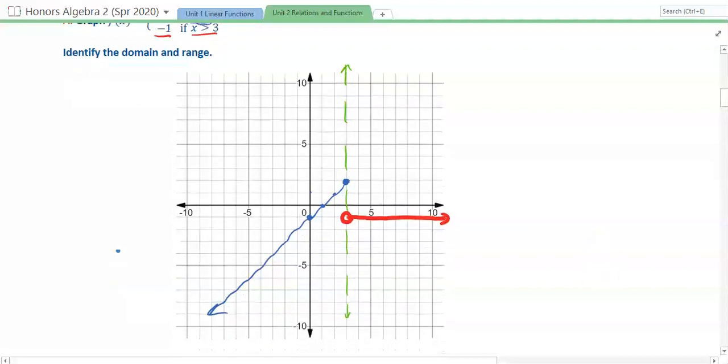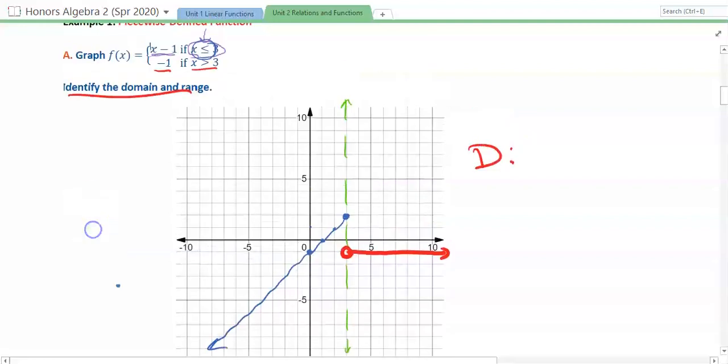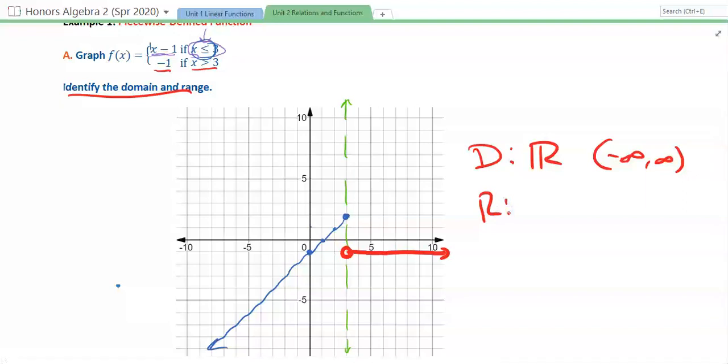Now, let's talk about domain and range, because that's the second part of this graph. And so the domain, remember, domain would be what x values is this graph defined for? Well, it goes from x being less than or equal to 3 and x greater than 3. So I've got an x value everywhere along this graph. So my domain is all real numbers, or negative infinity to positive infinity.